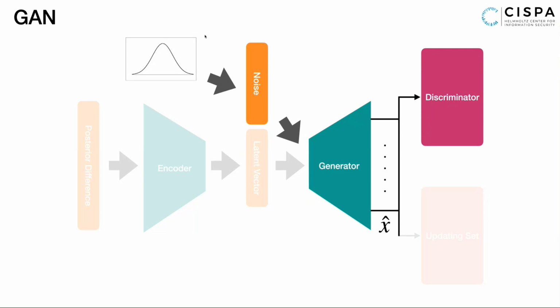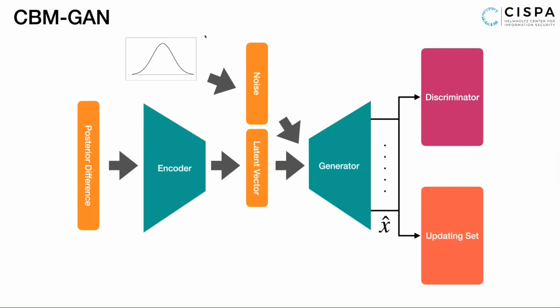Remember, our goal here: our attacker's input is the posterior difference. The goal is to use the generator to learn the distribution of the updating set. So we introduce CBM-GAN with a new component. Again, we have the generator and the discriminator. We also added an encoder, which maps the posterior difference to a lower dimension, and we concatenate the latent vector with noise as the input to the generator.